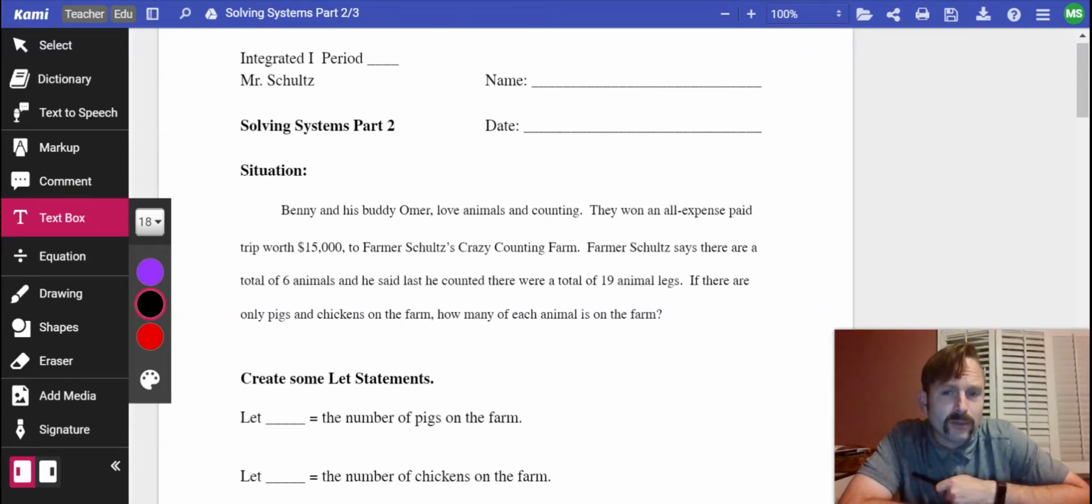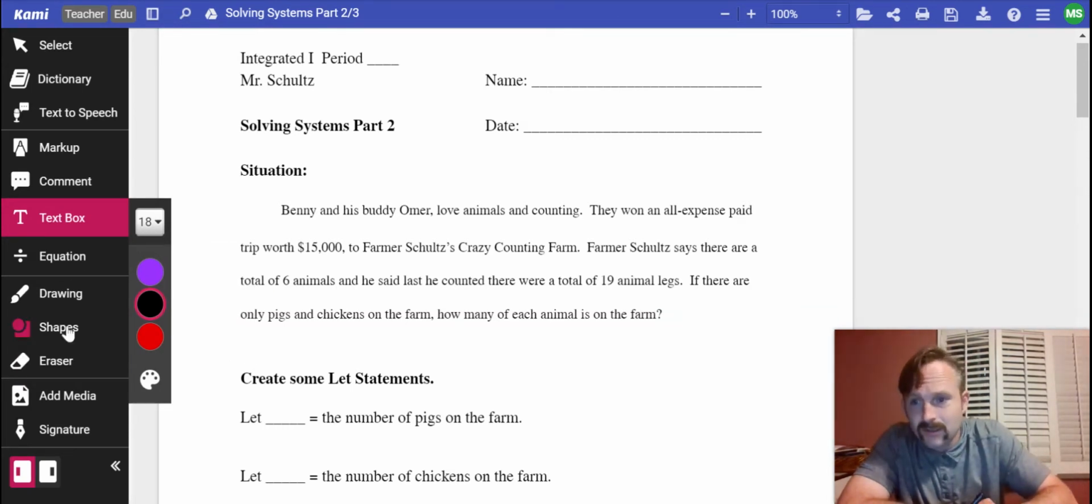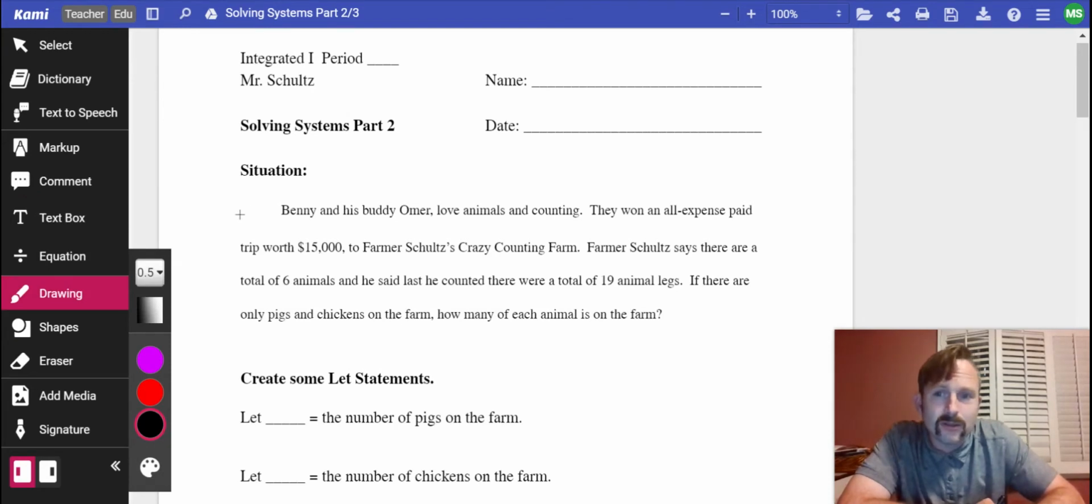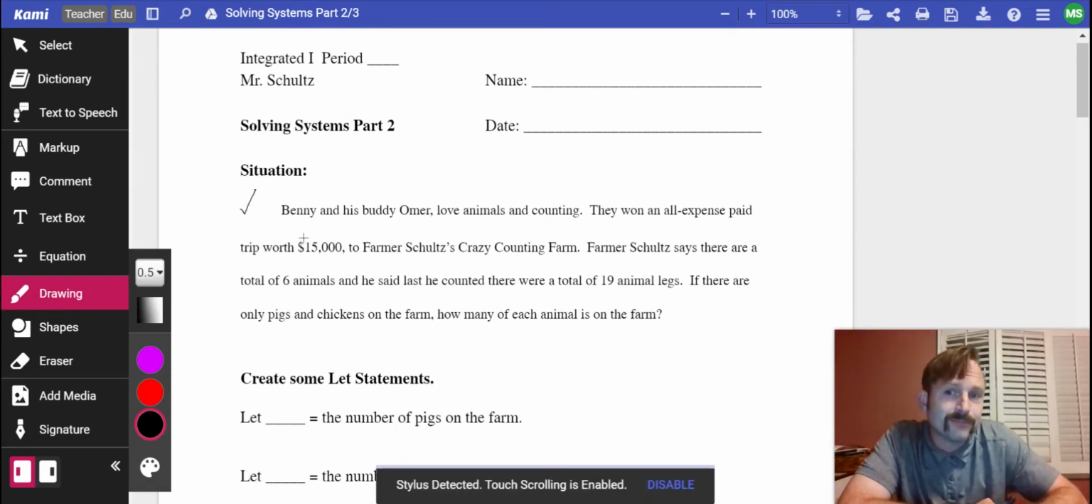Benny and his buddy Omer love animals and counting. They won an all-expense-paid trip worth $15,000 to Farmer Schultz's crazy counting farm. Farmer Schultz says there are a total of 6 animals, and he said last he counted there were a total of 19 animal legs. If there are only pigs and chickens on the farm, how many of each animal is on the farm? Okay, so first up, we get to put a check mark that we read it.